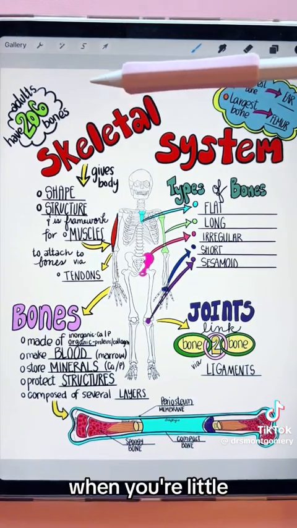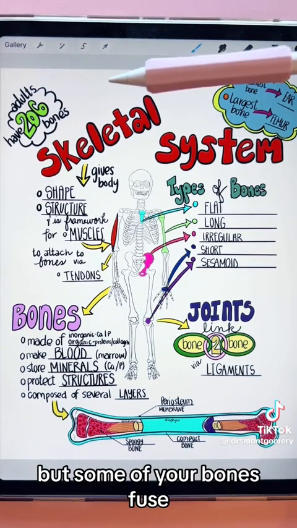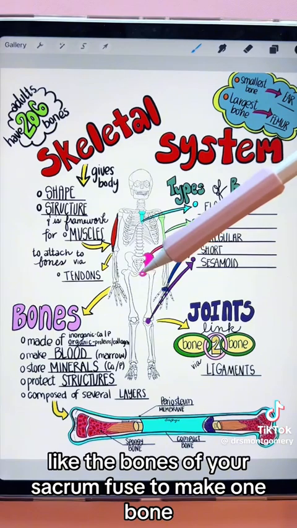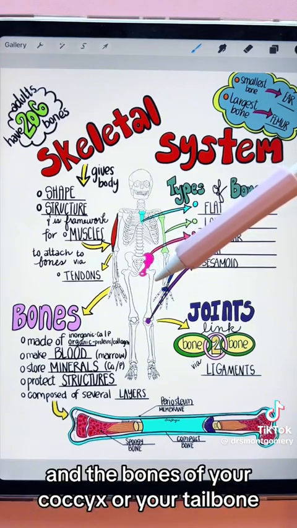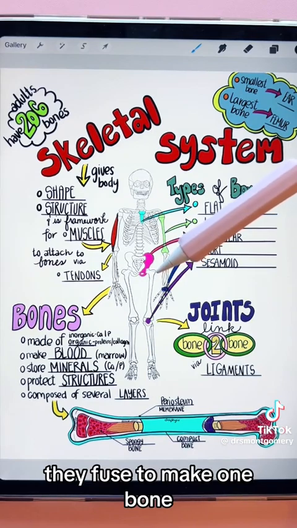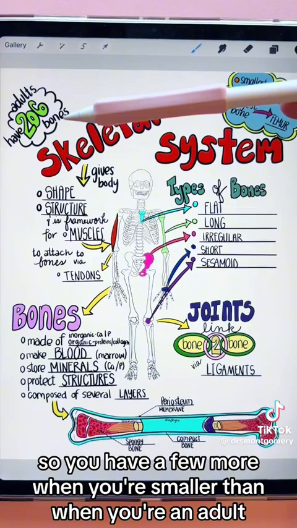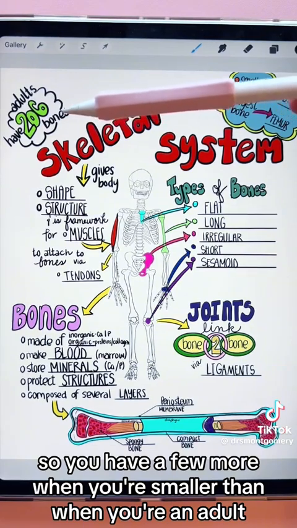When you're little, you have more than that, but some of your bones fuse, like the bones of your sacrum fuse to make one bone, and the bones of your coccyx, or your tailbone, they fuse to make one bone. So you have a few more when you're smaller than when you're an adult.